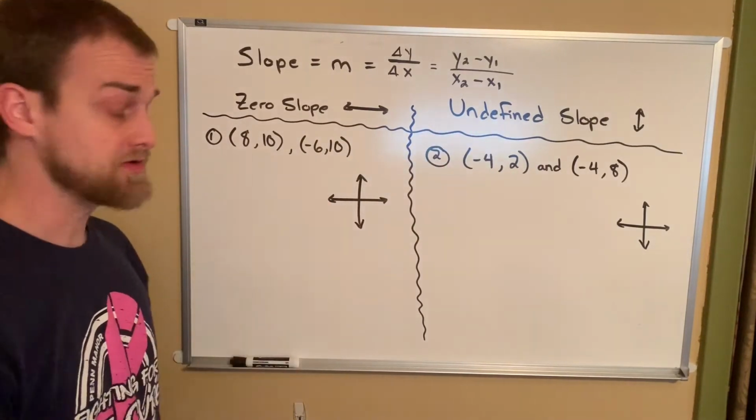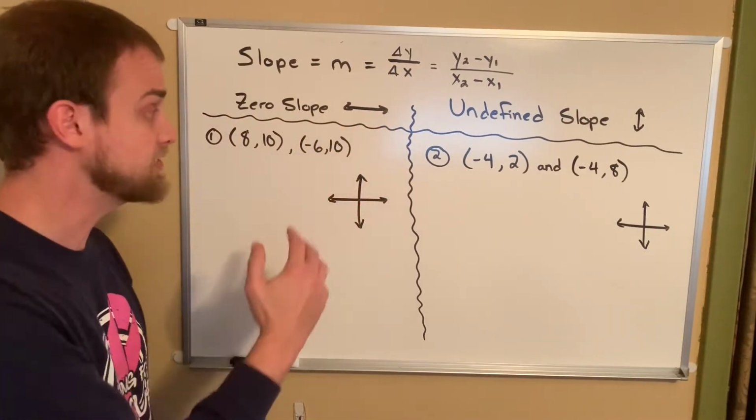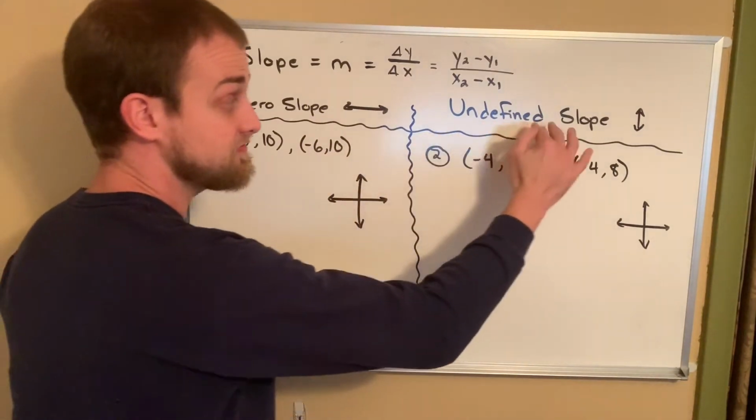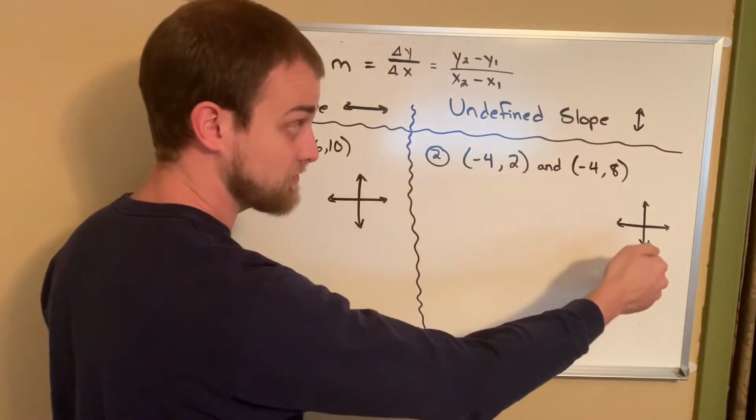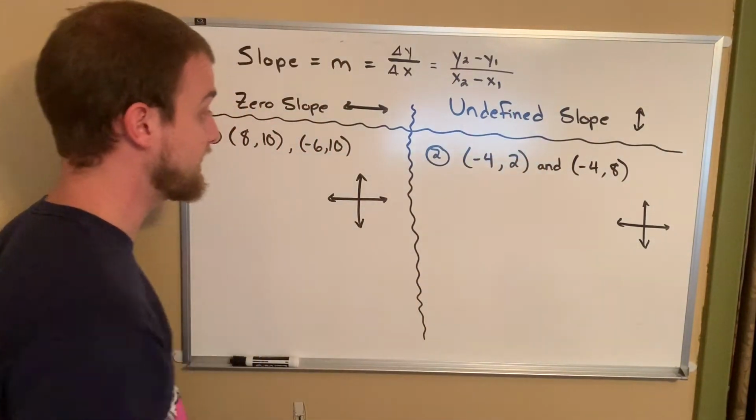Today what I wanted to talk about was the idea of zero slope versus undefined slope. If you remember from our other videos, zero slope is a horizontal line, right? We know that. That's what zero slope is. It's going to be horizontal in nature. Undefined slope is going to be some line that is vertical or up and down. Remember, U-N-D, up and down is a way that we can remember that.